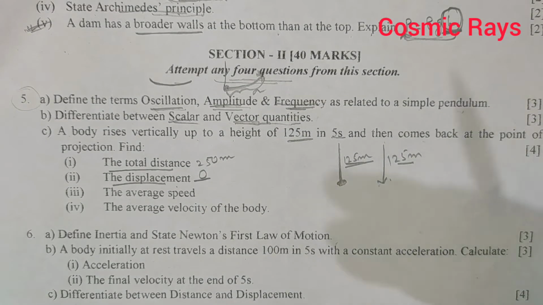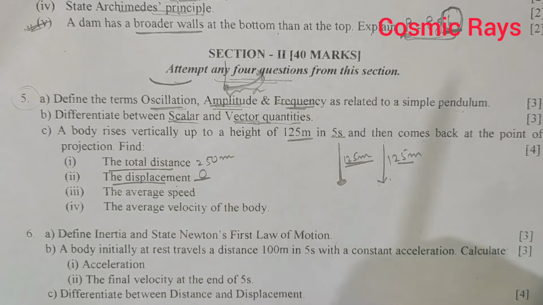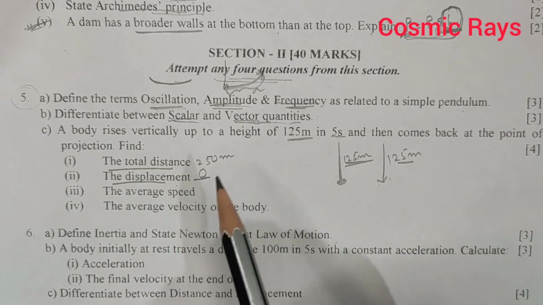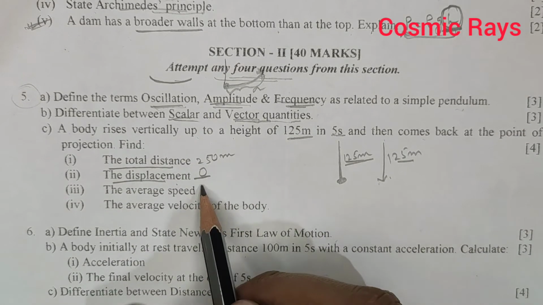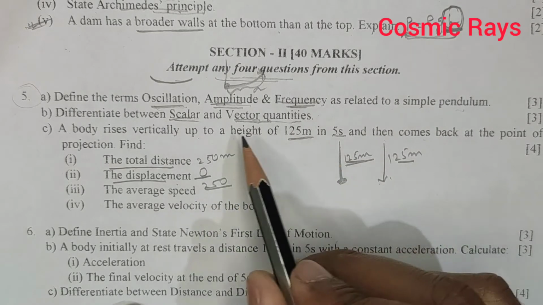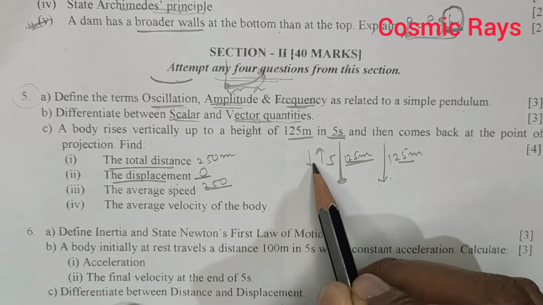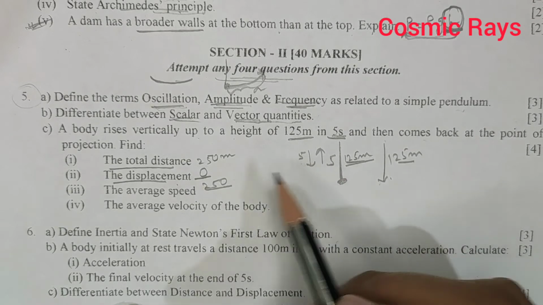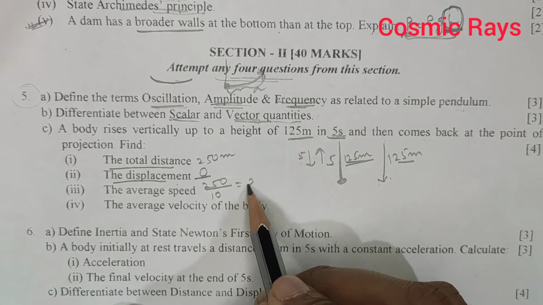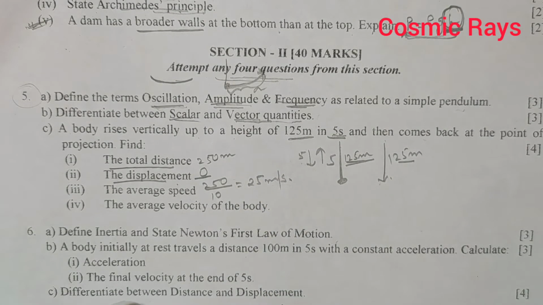So since the initial and the final positions are the same, displacement is 0. Now average speed is total distance, that is 250, divided by total time. So 5 seconds for going up and another 5 seconds for coming down. So total is 10 seconds. So this will be 25 meter per second.